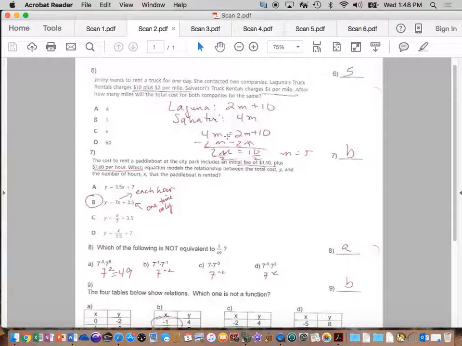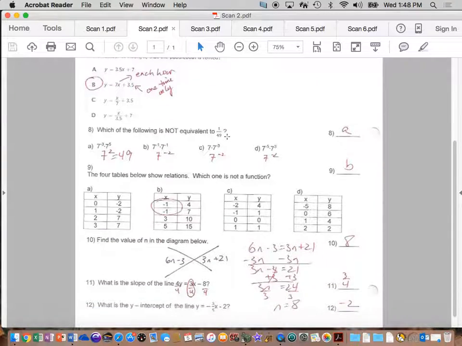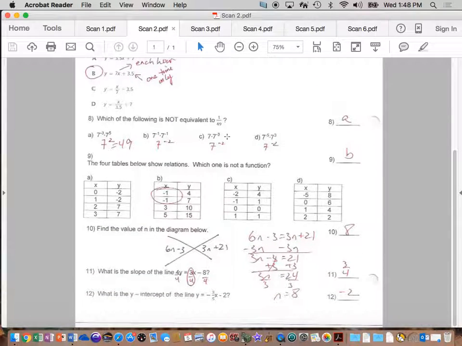Okay. What about the bottom part right there? Number 10. Okay, do you remember the name for what kind of angles those are? No, they're not supplementary, they're vertical. Whenever you make the letter X, the ones that are across from each other are vertical and they're always equal. So therefore, 6n minus 3 equals 3n plus 21, and you just solve that equation. Okay? Yes.